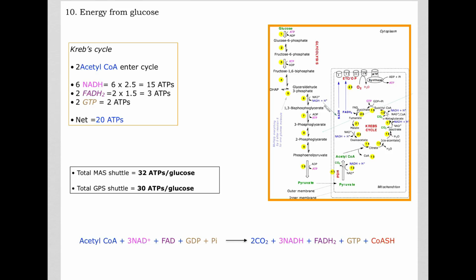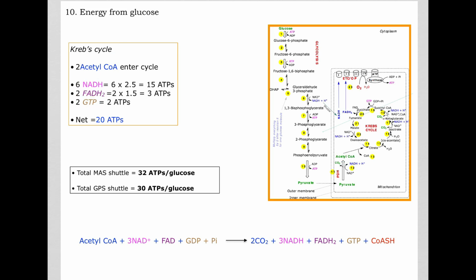So as far as energy is concerned, you can see that every acetyl-CoA that enters will give you 3 NADH. For glucose, remember we're getting 2 acetyl-CoAs, so that will give you 6 NADH. For every 1 acetyl-CoA, you get 1 FADH2, so from 2 acetyl-CoA, you get 2 FADH2. From 1 acetyl-CoA, you get 1 GTP by substrate level phosphorylation. From 2 acetyl-CoAs, you get 2 GTPs.